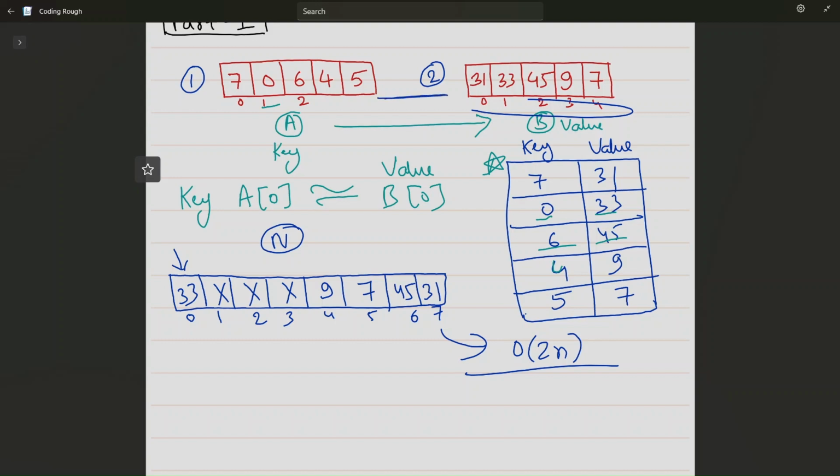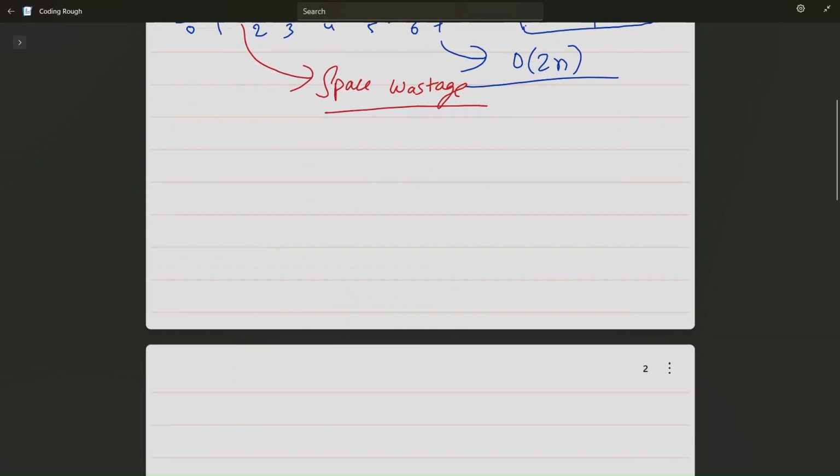Now let's change our goal. The first goal, we successfully merged into one array, but there was an issue. The issue was that space wastage was happening over here. So let's move to our next goal, which is to reduce the wastage.